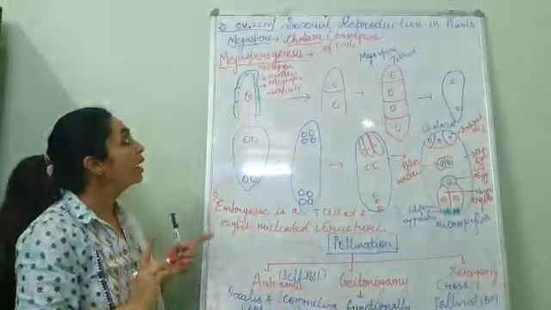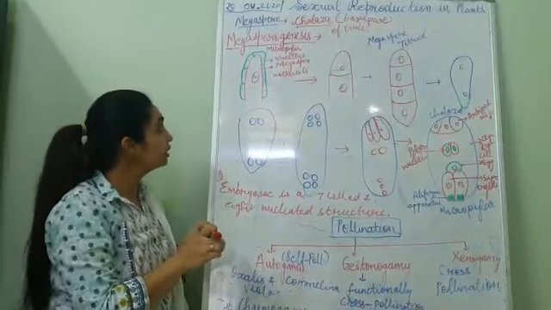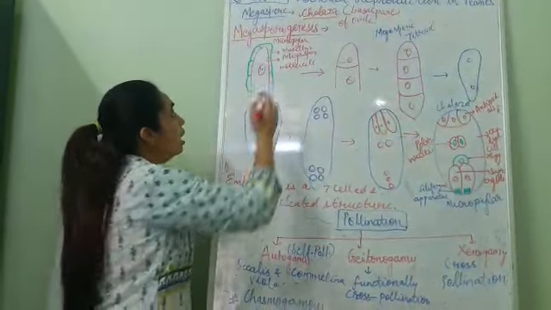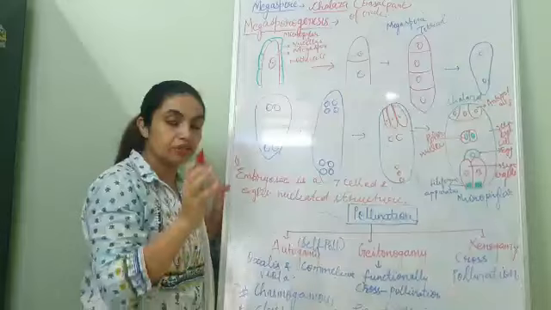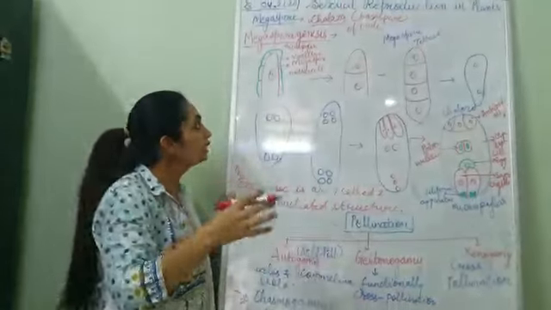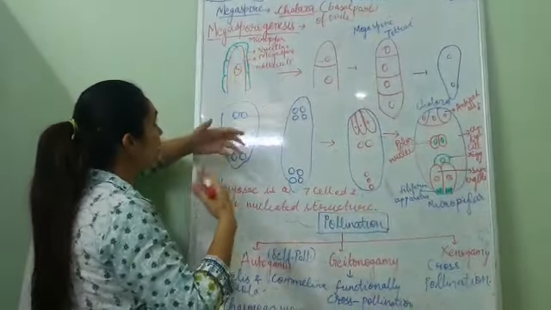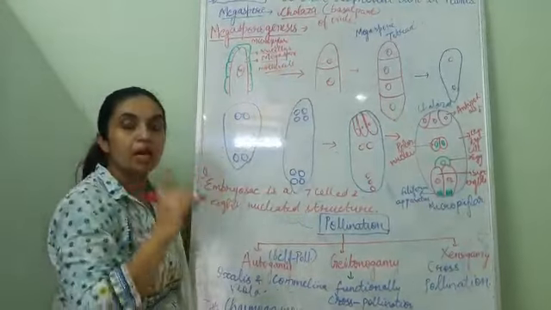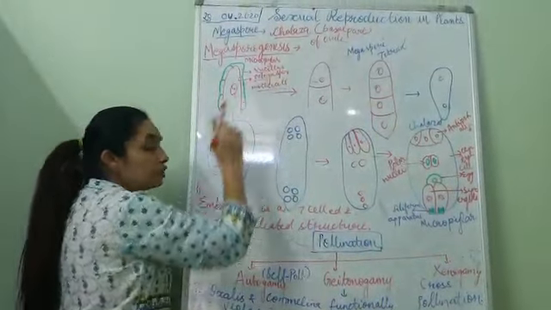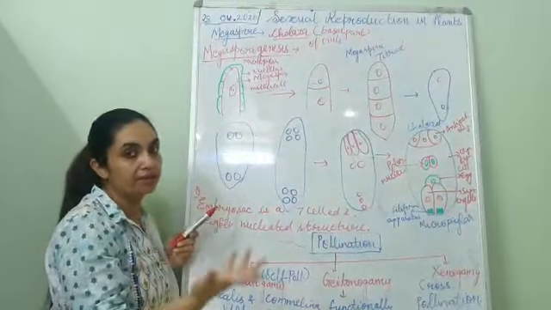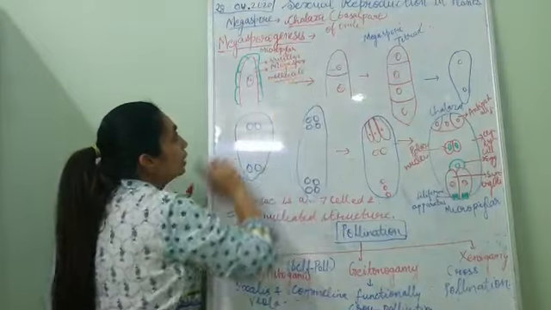Now let us start with megasporogenesis. Megasporogenesis takes place with the help of the megaspore mother cell. This is the nucellus. Nucellus is the nutritious tissue which provides nutrition to the developing female gamete. One cell at the micropylar end from the nucellar tissue gets modified, it gets transformed into the megaspore mother cell.